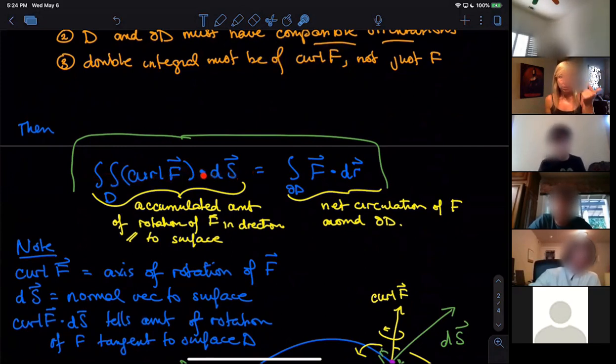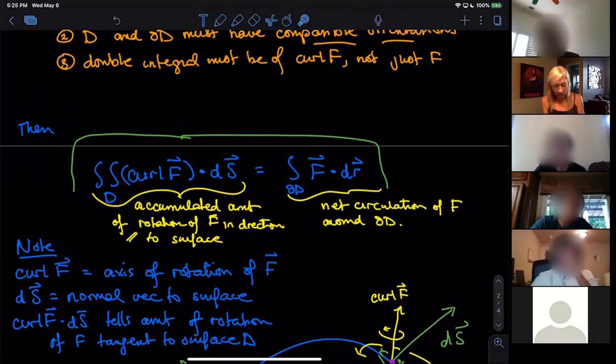1, parameterize. 2, find r_u cross r_v so we get dS, right? So we have to find r_u, find r_v, take the cross product. Oh, we even have to now take the curl of F. Evaluate that at the parameterization, do the dot product, do a double integral. This is a daunting problem right here. I can swap the whole thing with a single line integral because of Stokes' theorem. Okay, so this is going to save us some time and aggravation.